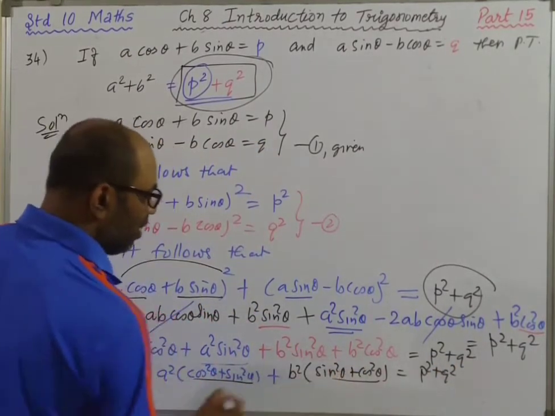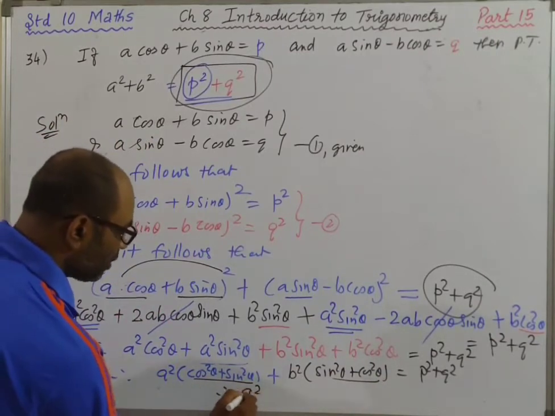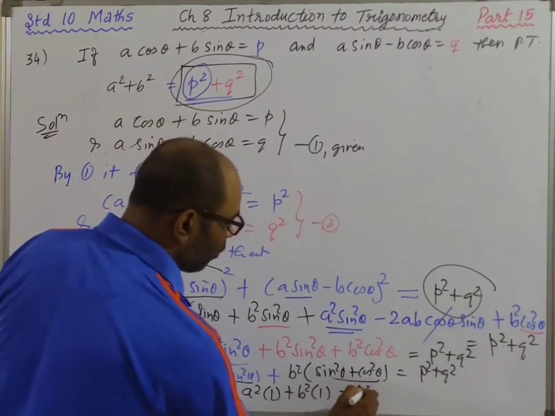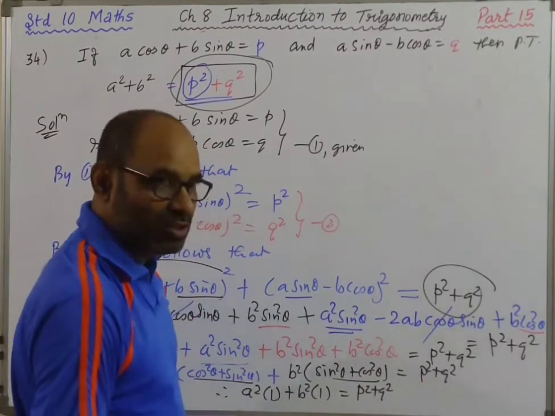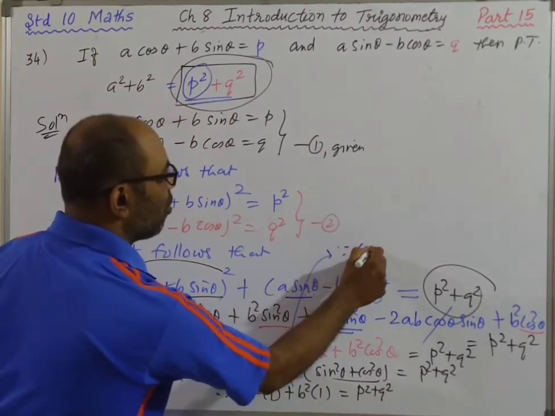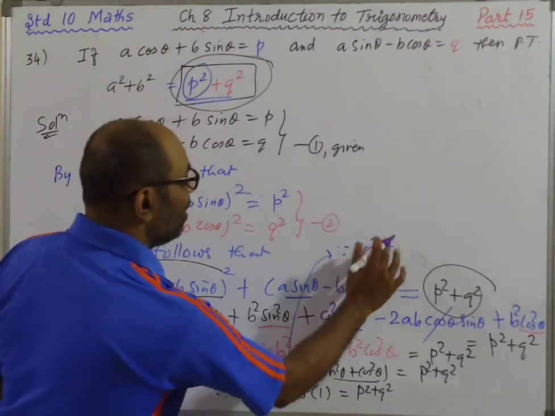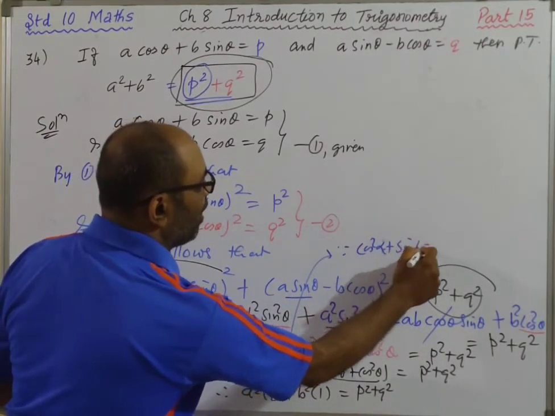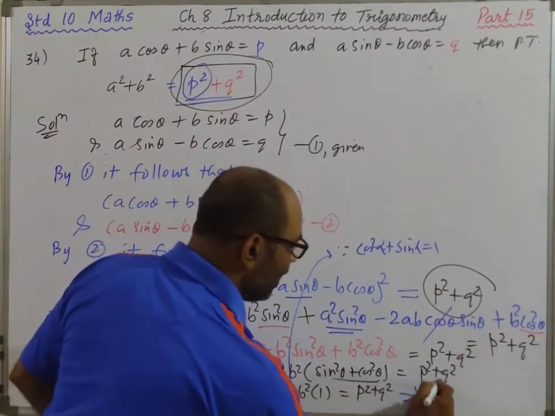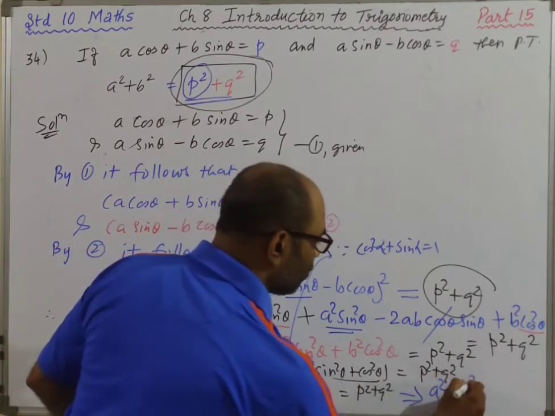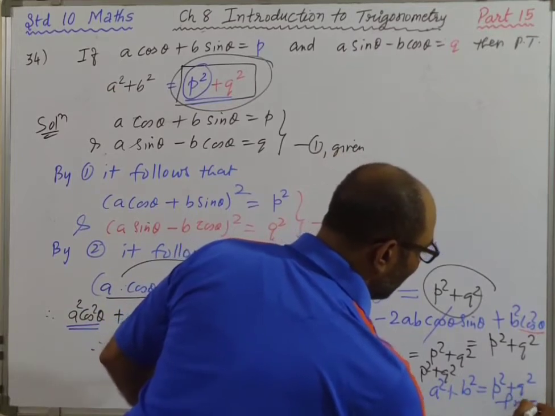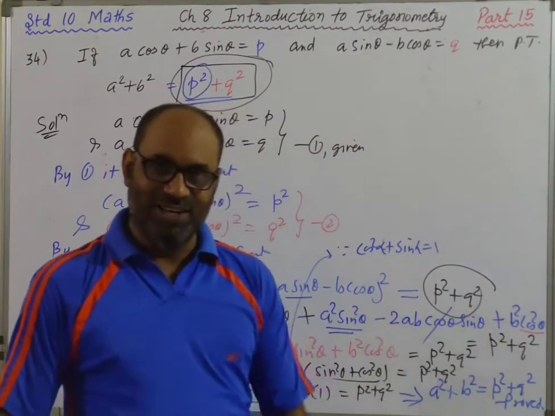What is cos square plus sin square? 1. What is sin square plus cos square? 1. Therefore a square into 1 plus b square into 1 is equal to p square plus q square. The reason has to be written: because cos square theta plus sin square theta is equal to 1. Now this implies a square into 1 gives a square, b square into 1 gives b square, is equal to p square plus q square. Proved, children. Got it? Clear to you?